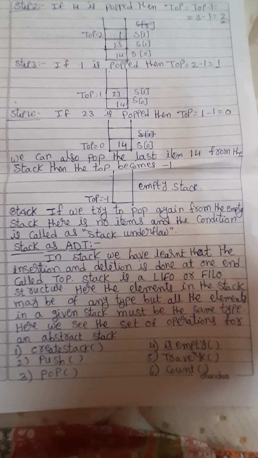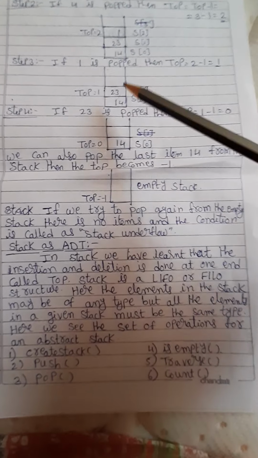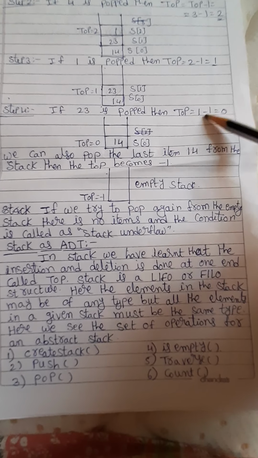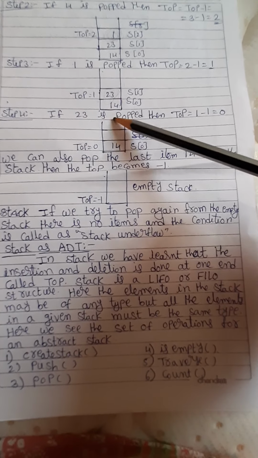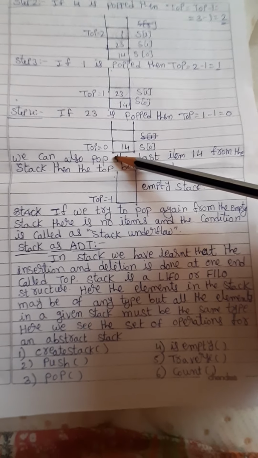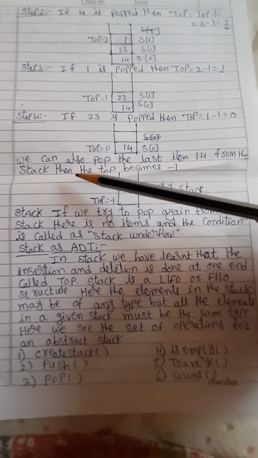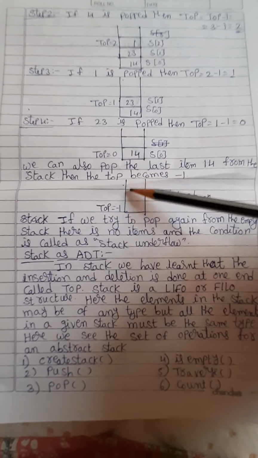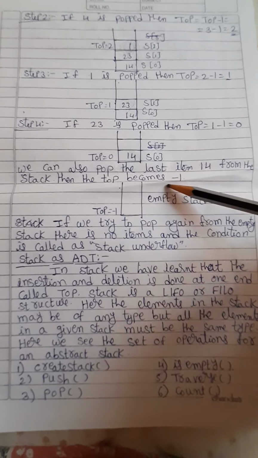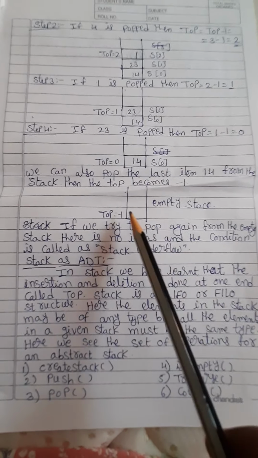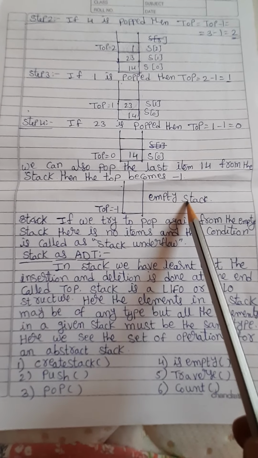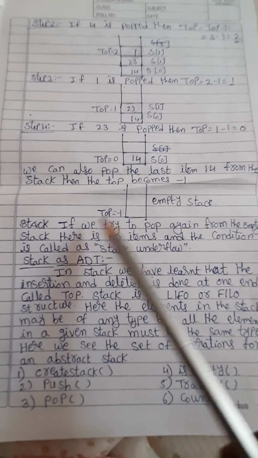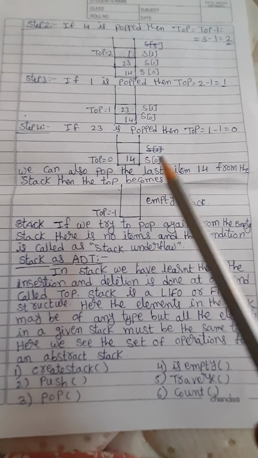If you want to pop the item 23, then we can pop the item 23. Then top value will become 1 minus 1, that equal to 0. Top value is moved to the 0th position. Then if you want to pop the item 14, we can pop the item and the top value will become minus 1. That means already we have discussed, top equal to minus 1 means that the stack is empty. Whenever we have created the stack, at that time we are going to define top equal to minus 1.